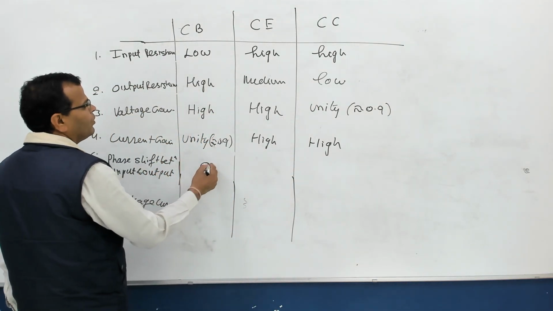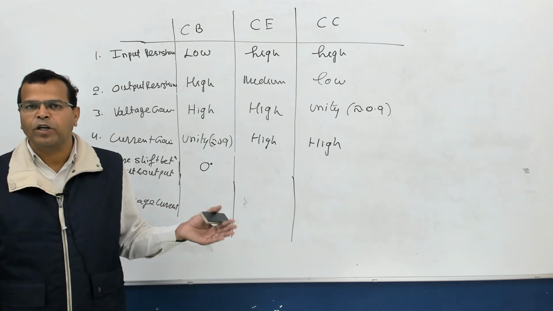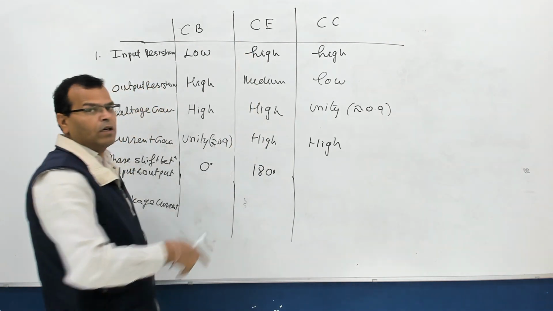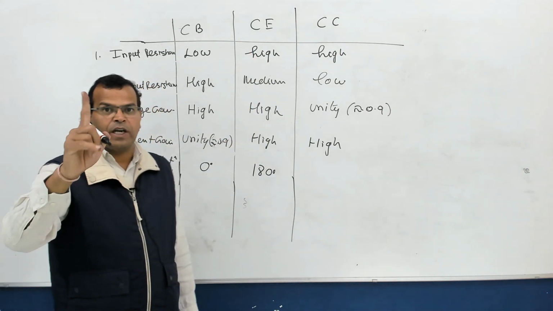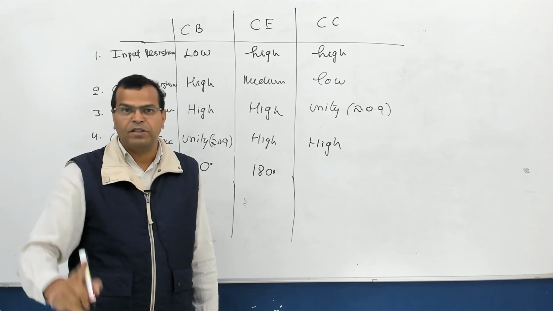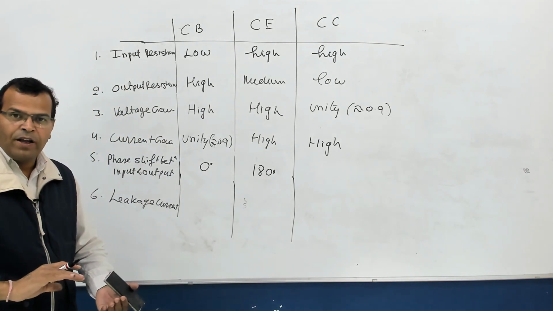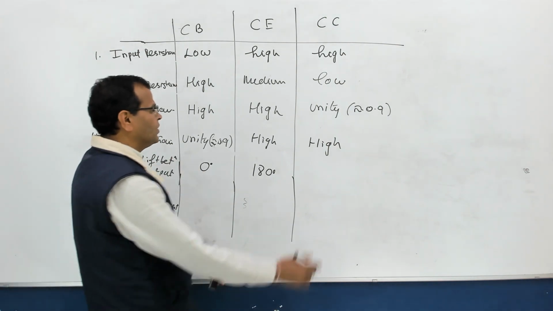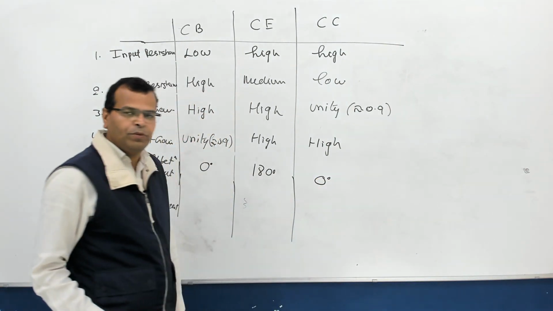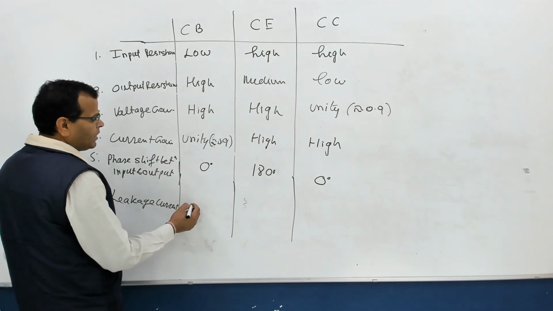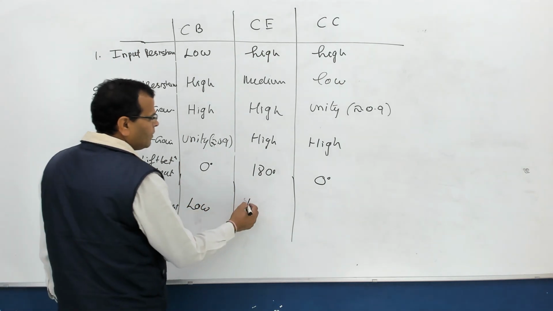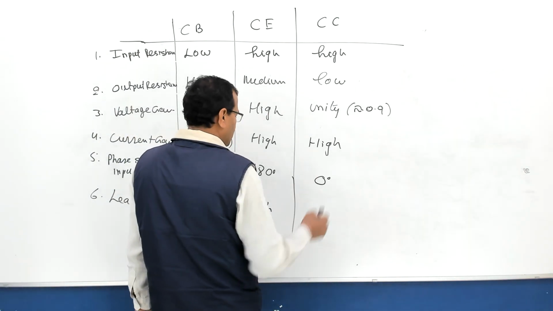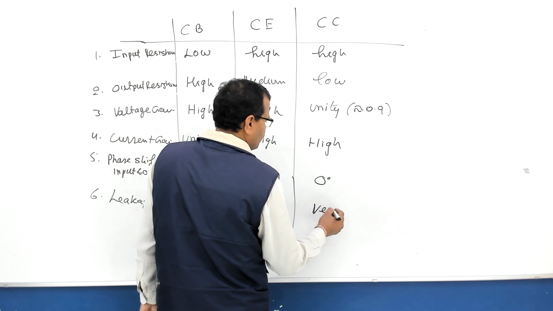Phase shift is 0 degree here. There is no phase shift between input and output signals. It is 180 degree. That is why it is used as an inverter. Common emitter configuration is used as an inverter in pulse and digital circuits. Input signal will be shifted by 180 degree when it reaches the output. This is 0 degree. There is no phase shift between input and output signals. Leakage current here is low. It is high. Here very high.